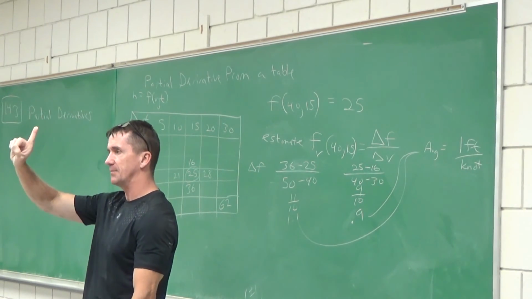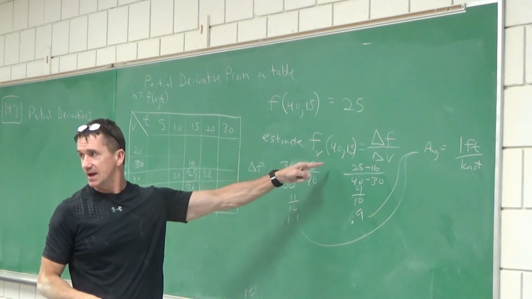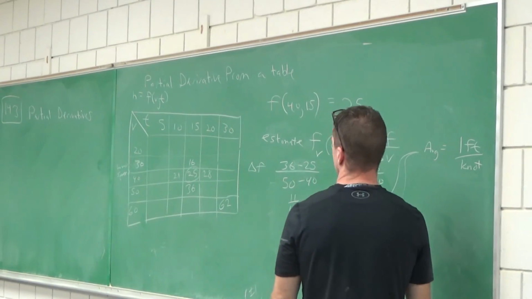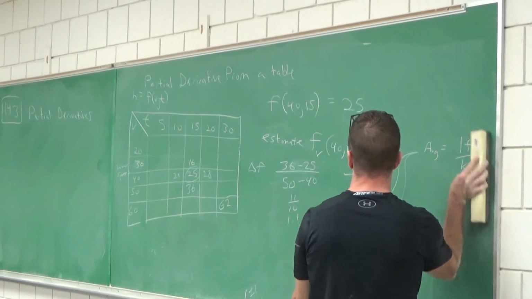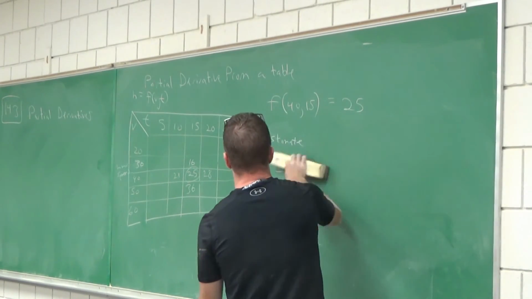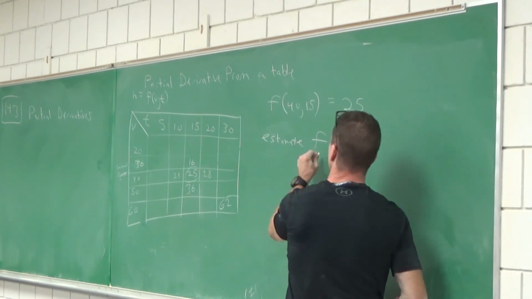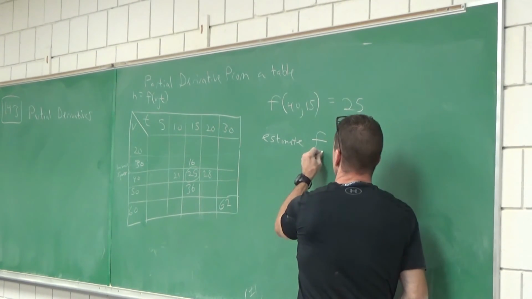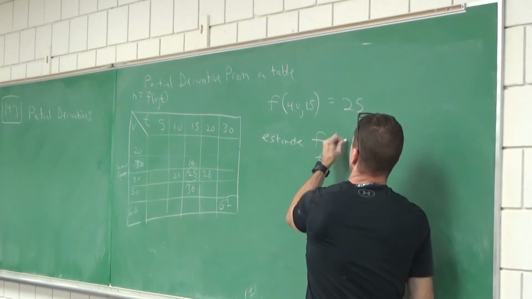Hey, one more problem. We're going to wrap it up. We got that. What's the other one they want? Estimate f of t. Yep. I'm going to erase all this. Estimate F, what's the subscript right there? T. Ooh, T. Same point though.